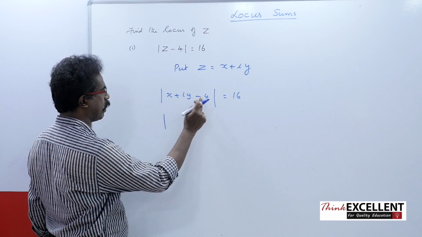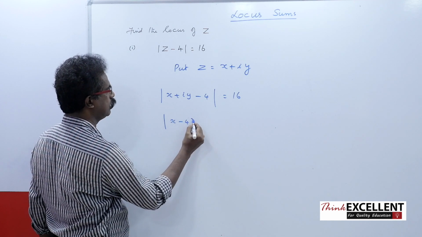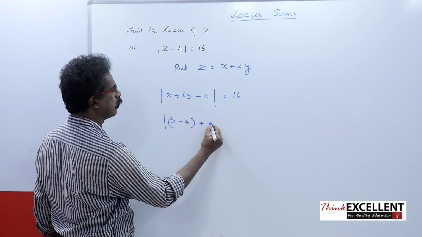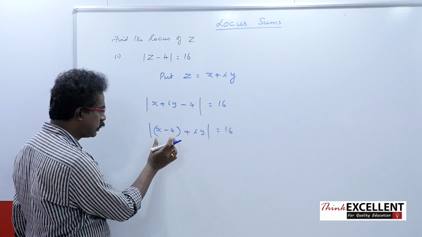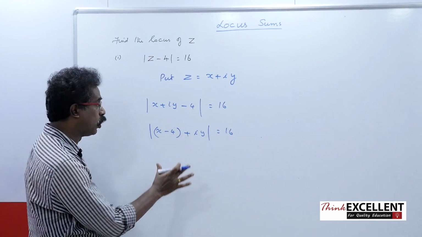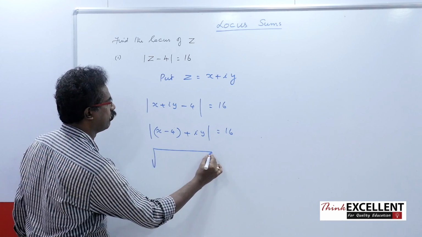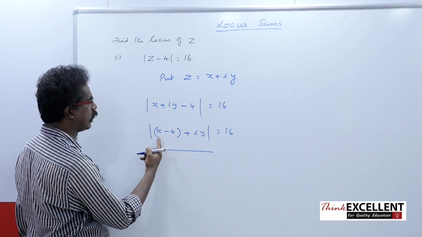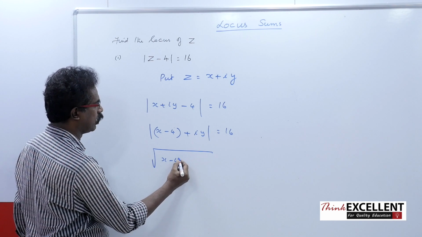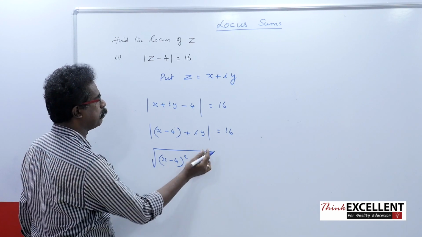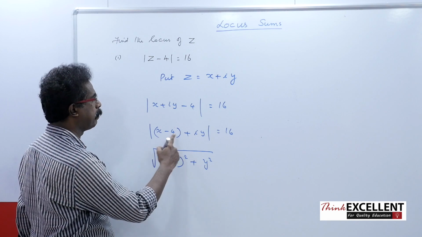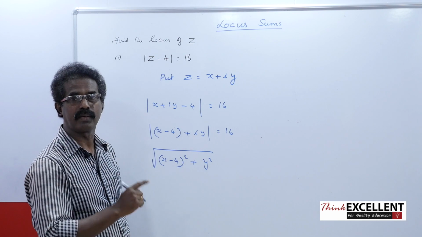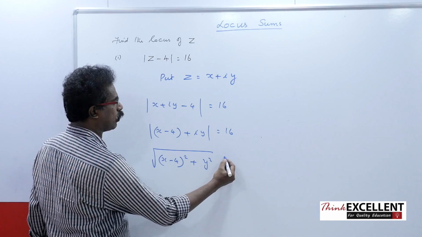Real part x minus 4 plus iy equal to 16. You know it is in a plus ib form, and you know how to take the modulus: root of a square plus b square. A square means x minus 4 the whole square, plus b square, which is y square. Don't square this i. A plus ib, the modulus is root of a square plus b square, equal to 16.